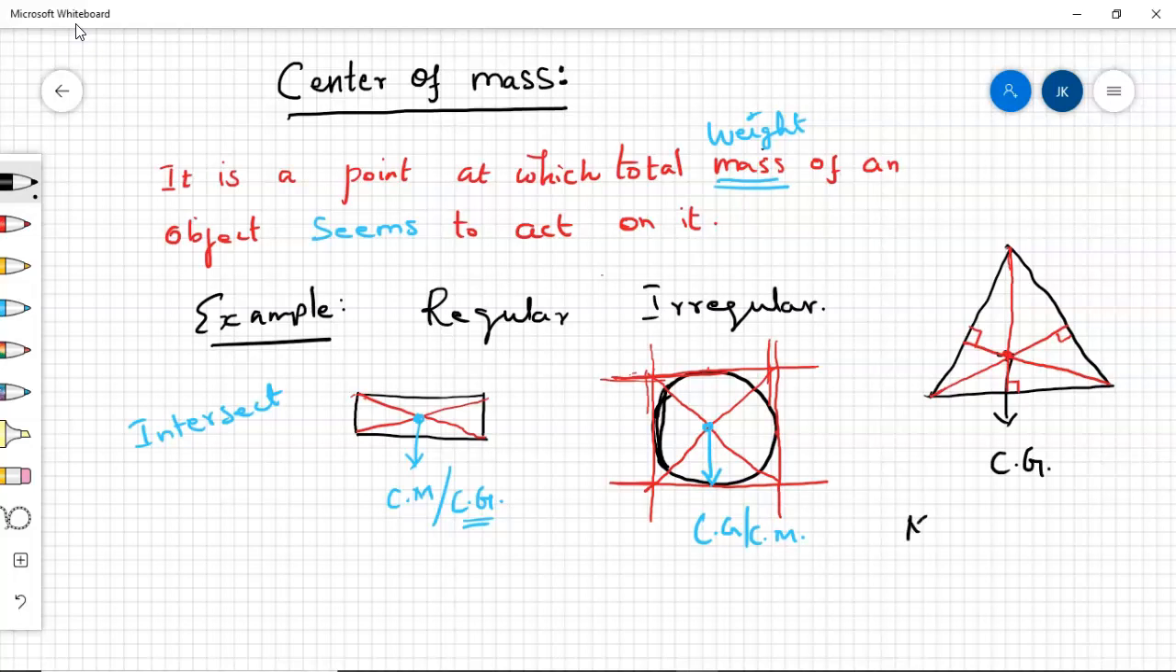So a minimum of two lines is enough to find the center of gravity. Like here is one line, and this line is enough. We just need to get a point of intersection. So a minimum of two lines. If you draw a third line, you get a more accurate center of gravity.